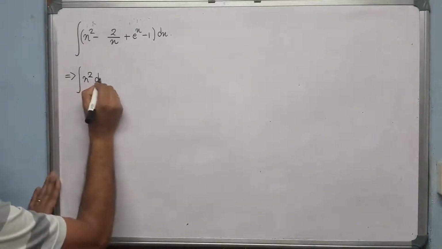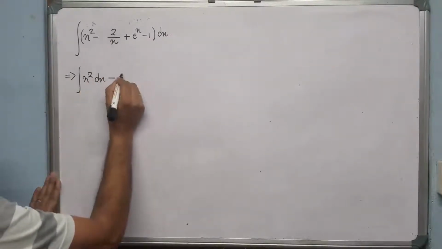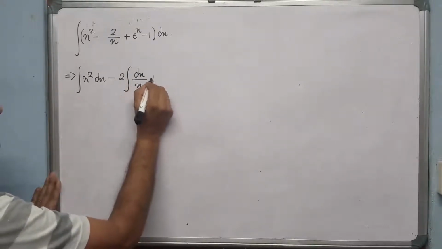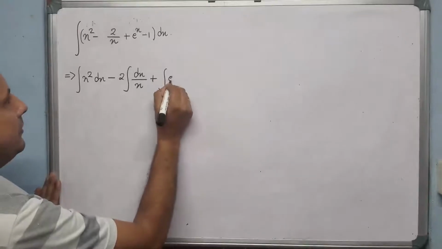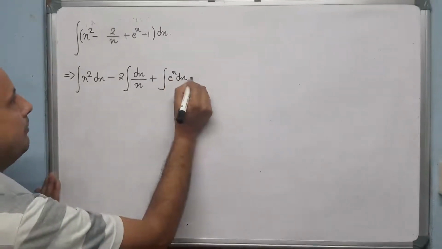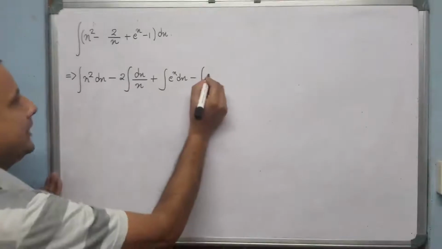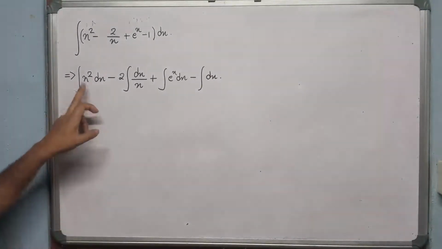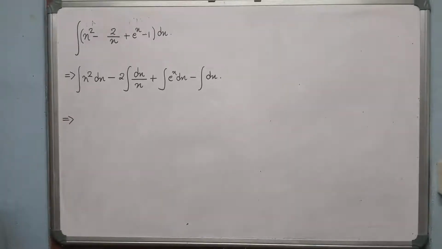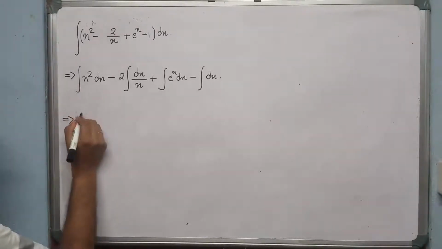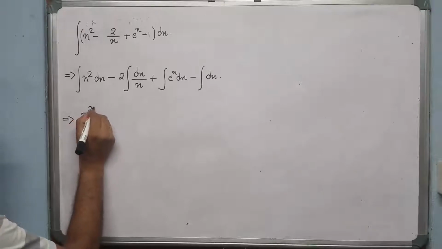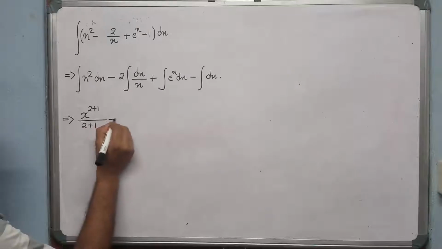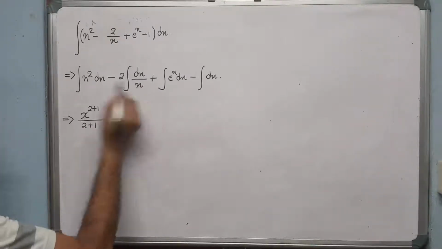Integration of x square dx minus 2, constant, always you have to write outside the integral, then integration of dx over x plus integration of e to the power x dx minus integration of 1 into dx is dx. Now I'll apply the formula. Integration of x squared dx means you use the x to the power n formula. X to the power n formula is x to the power n plus 1 divided by n plus 1. It's a direct formula.